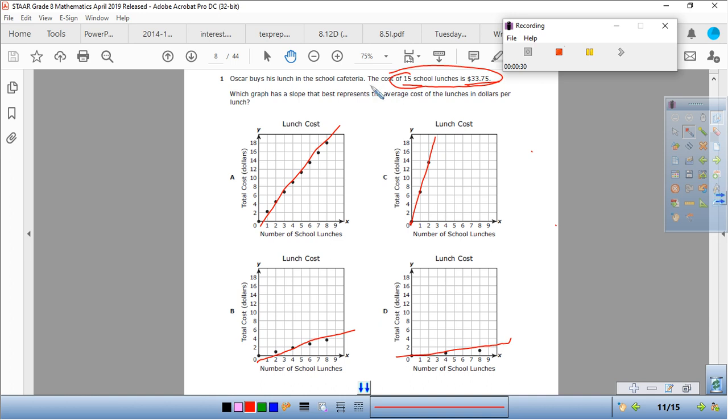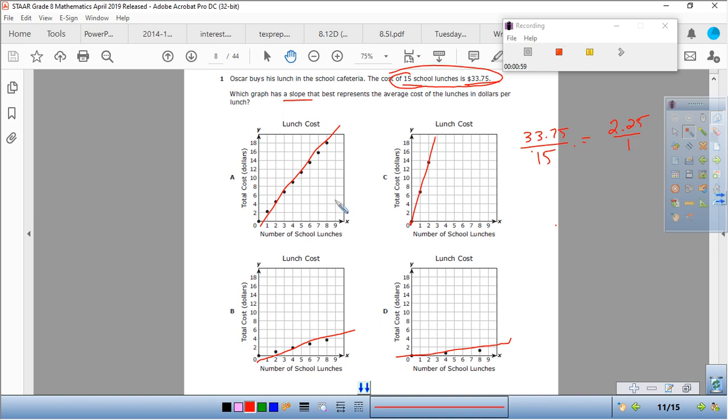So this question here, basically, they want you to compare the slope. The slope is going to be rise over run. So you look at the slope here. The rise would be the cost, so it would be the cost of $33.75 over the run of 15. You can just simplify that. I'm going to put it in the calculator real quick. Let's see what it gives me. When I do that, it gives me the number 2.25, which is basically 2.25 over 1.